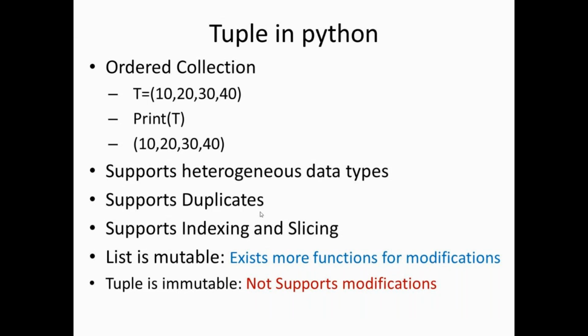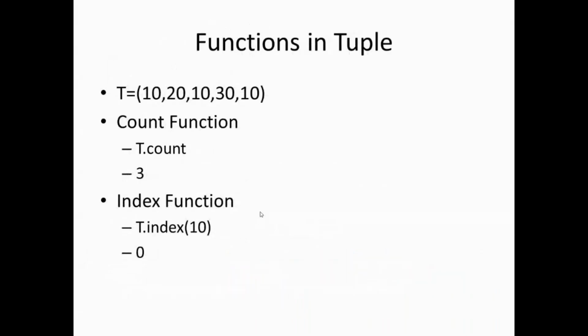List is mutable, tuple is immutable. What is immutable? Immutable means we cannot do any modifications onto the data. That means there exist no modification functions on tuple. In list you have more functions to perform modifications, but tuple does not support any modifications. If you consider data like this, t is equal to 10 20 10 30 10, you can have a count function.